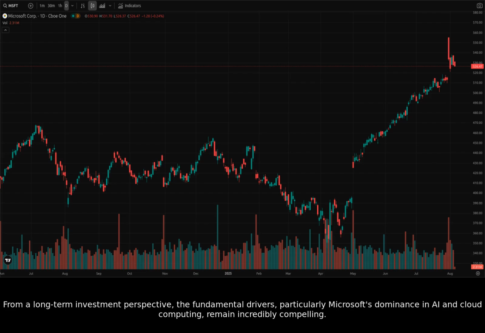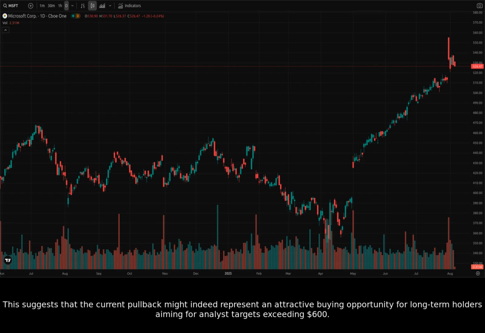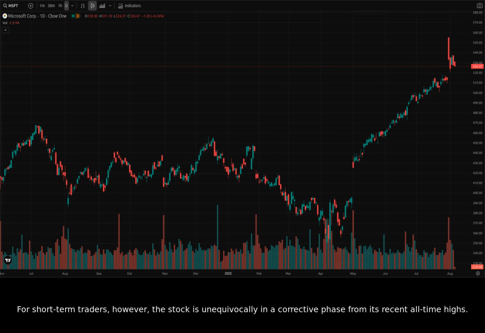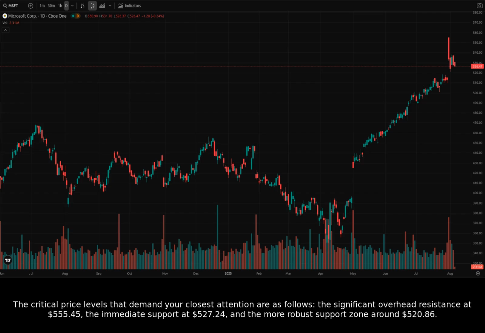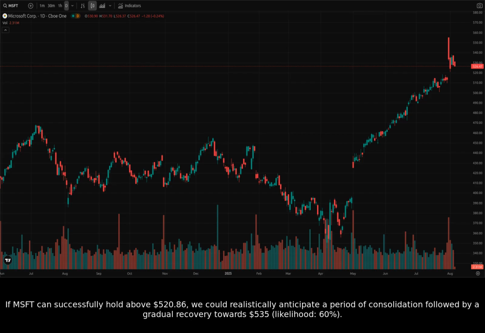From a long-term investment perspective, the fundamental drivers, particularly Microsoft's dominance in AI and cloud computing, remain incredibly compelling. This suggests that the current pullback might indeed represent an attractive buying opportunity for long-term holders aiming for analyst targets exceeding $600. For short-term traders, however, the stock is unequivocally in a corrective phase from its recent all-time highs. The critical price levels that demand your closest attention are as follows: the significant overhead resistance at $555.45, the immediate support at $527.24, and the more robust support zone around $520.86.